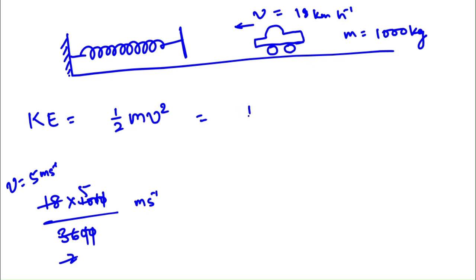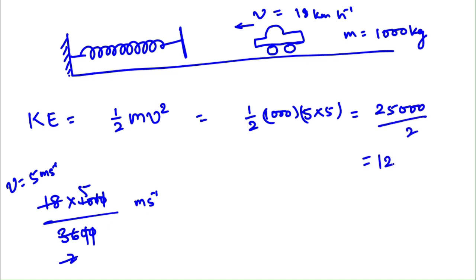Then the kinetic energy will be 1/2 into 1000 into 5 into 5. So this will be how much? 25 into 1000, 25,000, divided by 2, which is 12,500. It is energy and everything is in the SI system, so it should be in joule. Okay, now moving to the next point.